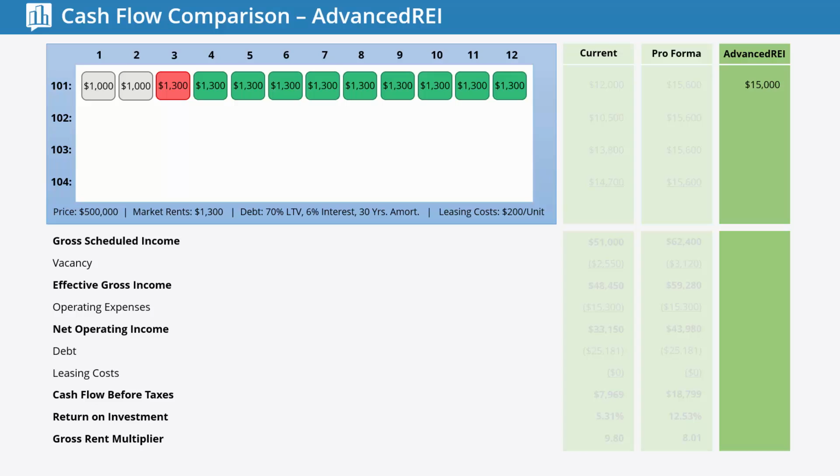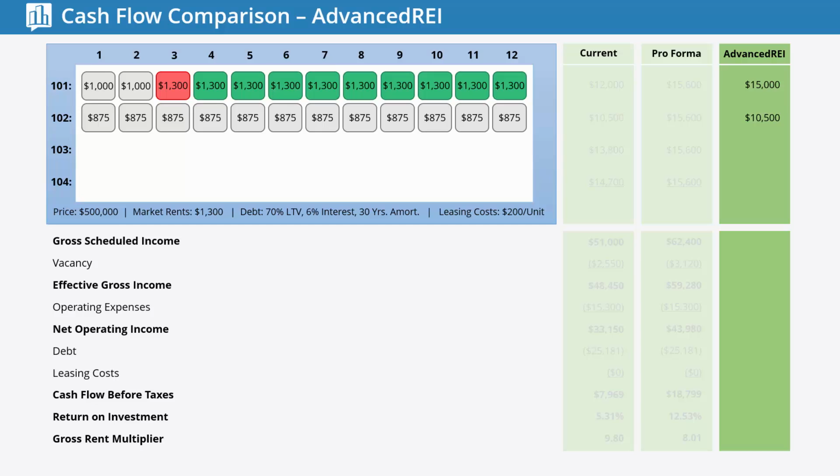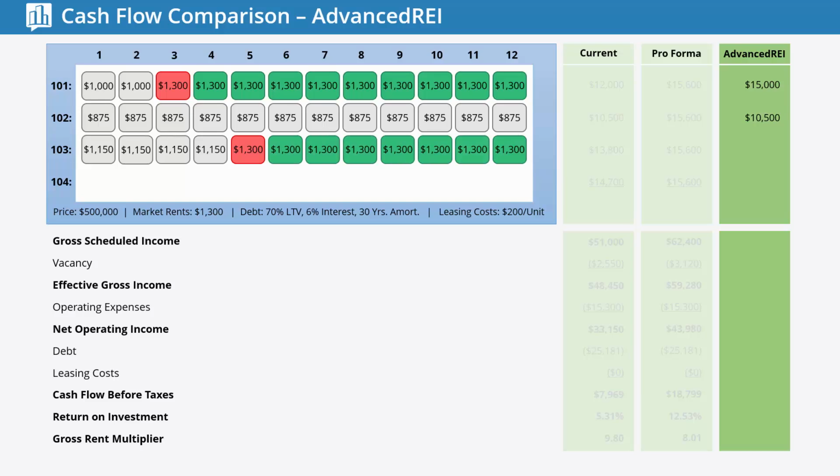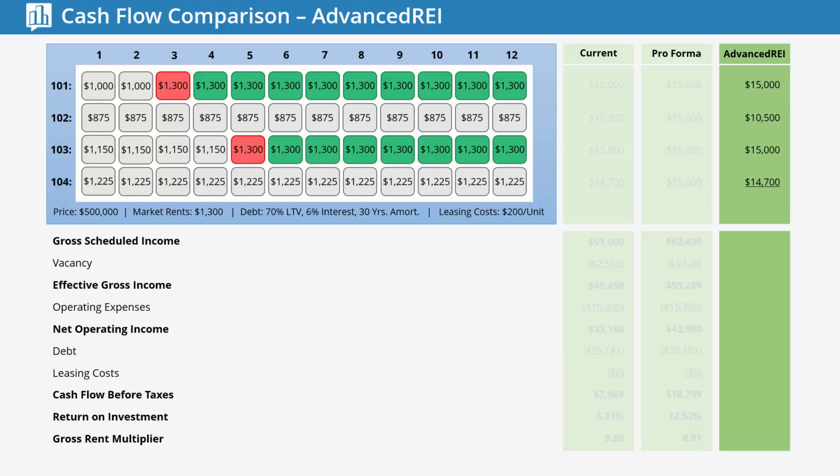Now, Unit 102's rent is $875 over 12 months, which is $10,500. Unit 103's rent is $1,150 for the first 4 months, and then a vacancy occurs in month 5, and we lose $1,300 in market rent from the vacancy. We then collect $1,300 in market rent from the new tenant who occupies the vacancy for an annual income of $15,000.